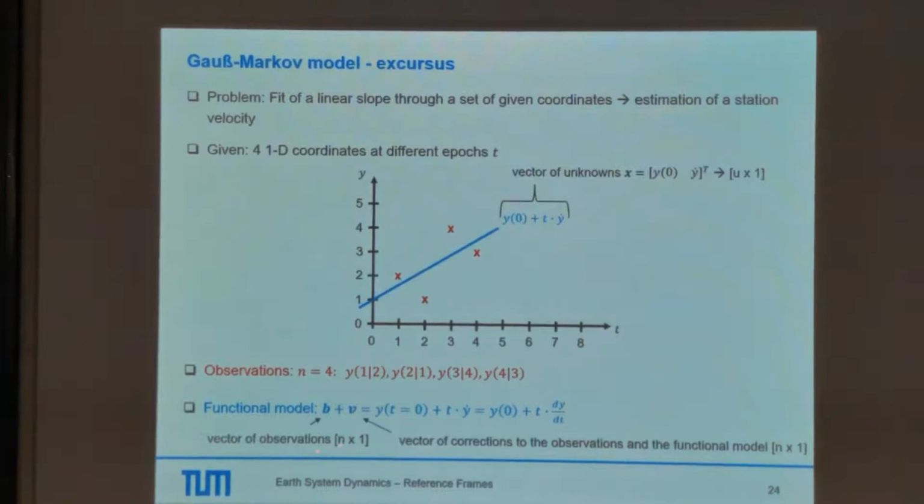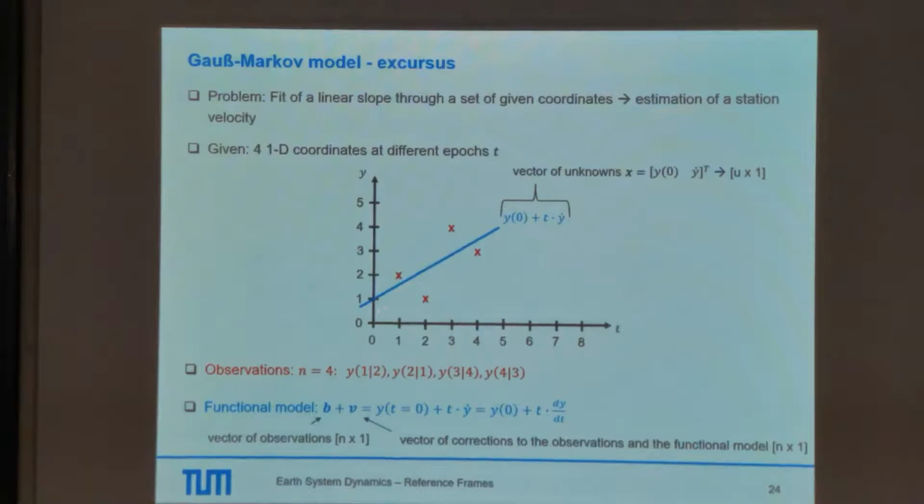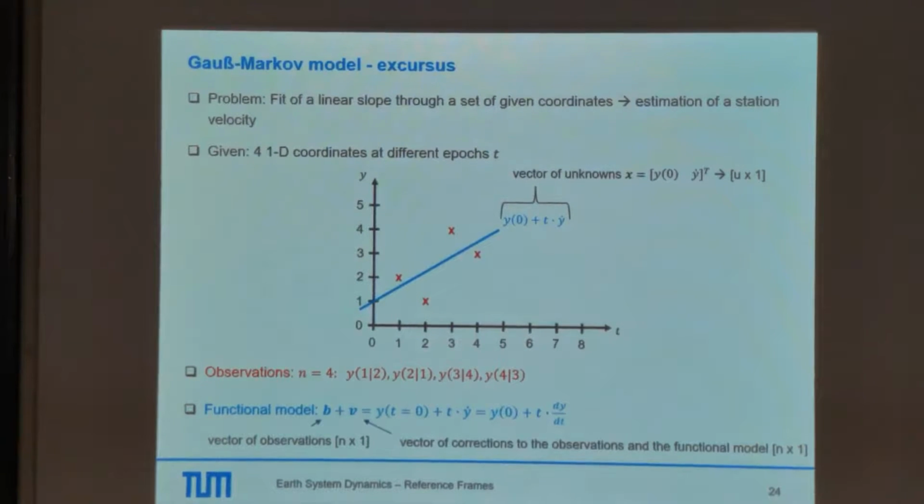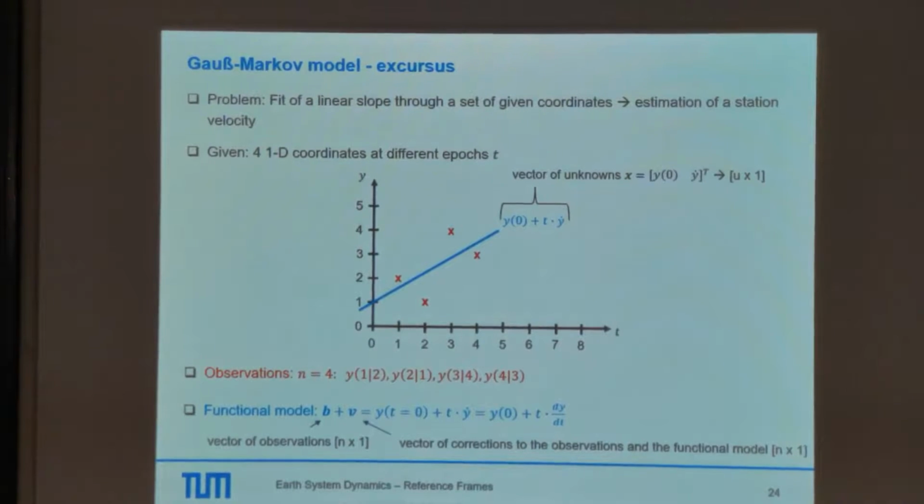What are b and v? b is the vector of observations. So there we have the y values: 2, 1, 3, and 4 are in the b vector. In the v vector, we have the vector of the corrections to the observations and the functional model, so the discrepancy, the difference between the blue line and the red crosses. And this here at the top gives us our vector of unknowns, abbreviated with x, where we have the one-dimensional offset and the slope of the linear fit we wanted to do. Yeah? Everything clear so far?